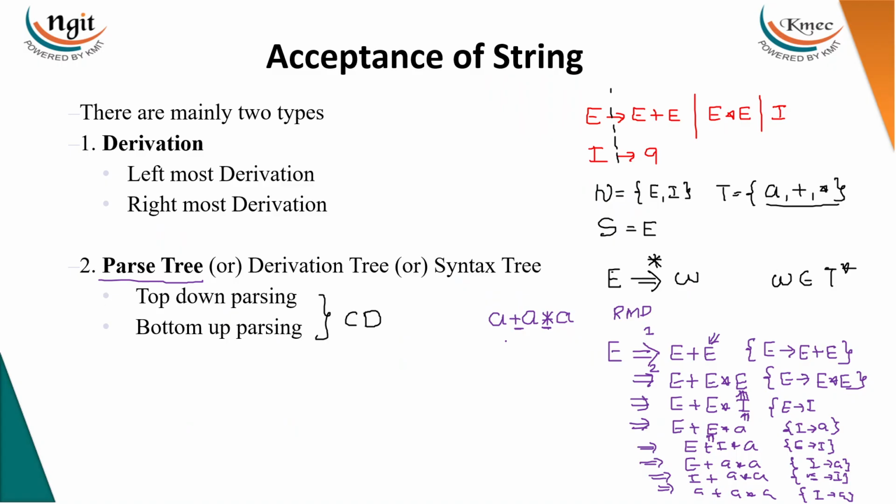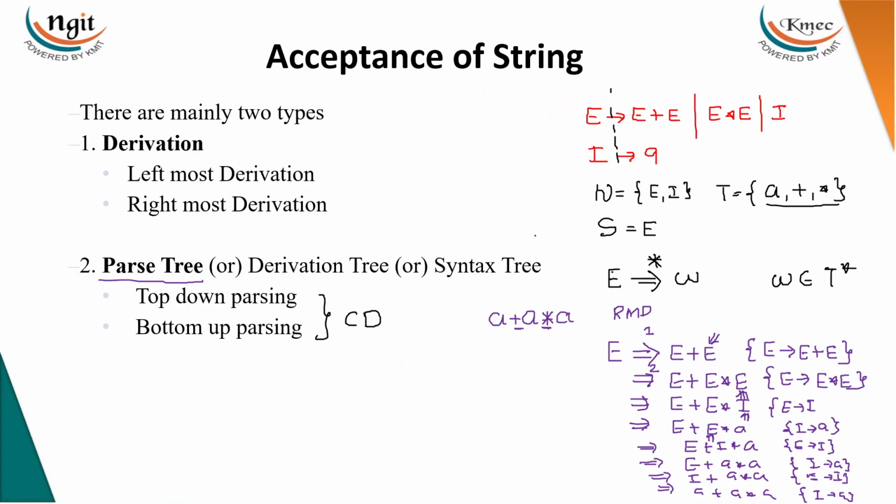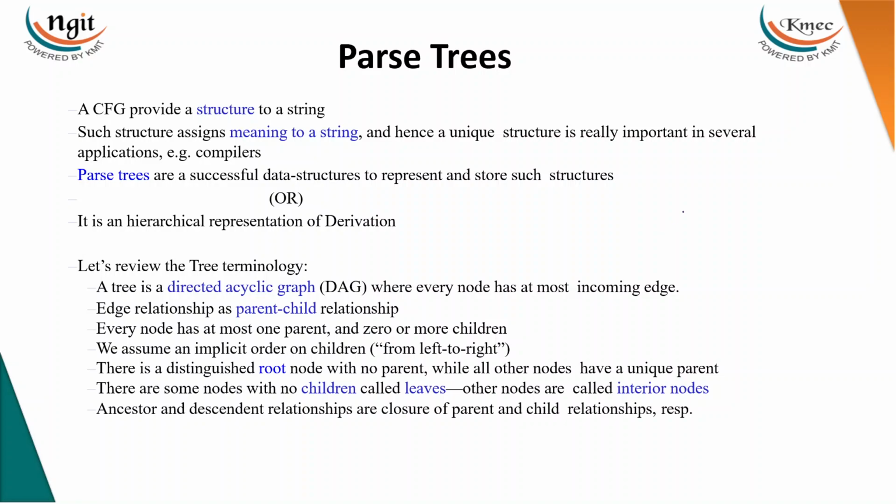Then what is a parse tree? A parse tree is nothing but the hierarchical representation of a derivation, whatever derivation we have used here. We have to represent it in hierarchical form, as a tree. The trees have some nodes: the root node, the internal nodes, and the leaf nodes.